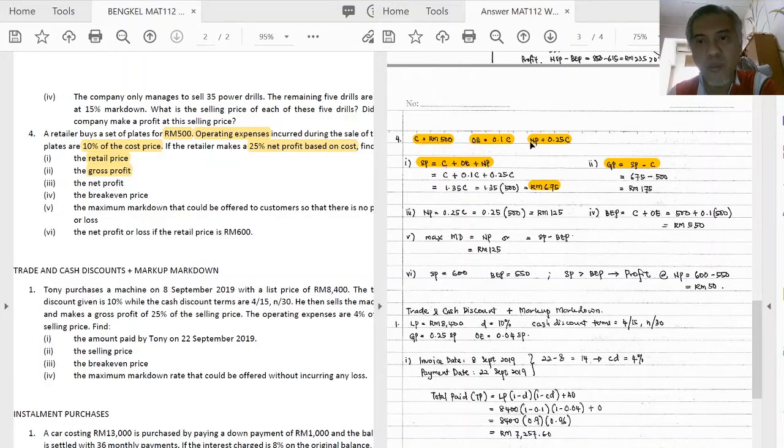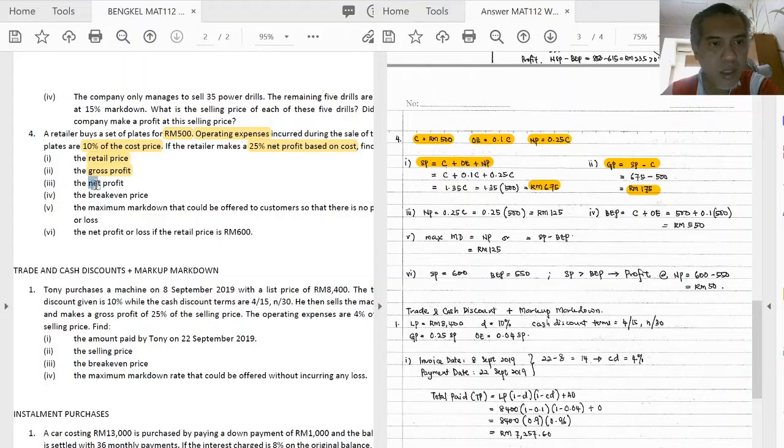Okay, so OE plus NP, or you can just simply take the selling price minus the cost. Since we already calculated the selling price, we are using the selling price minus the cost. Substituting the value for the selling price, 675, and the cost, 500, you get the gross profit, or the markup value, is 175 ringgit. All right, so that is the solution for the second one, to find the gross profit.